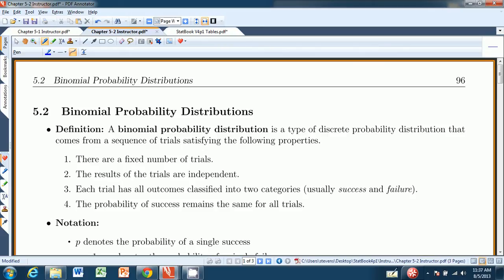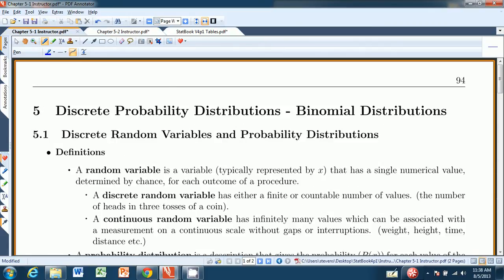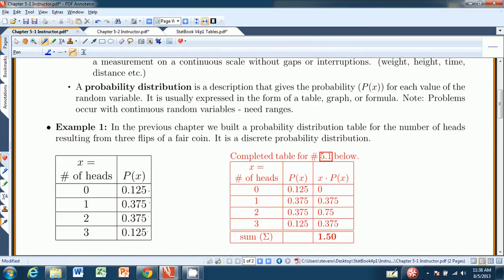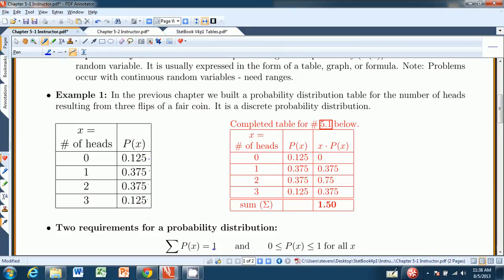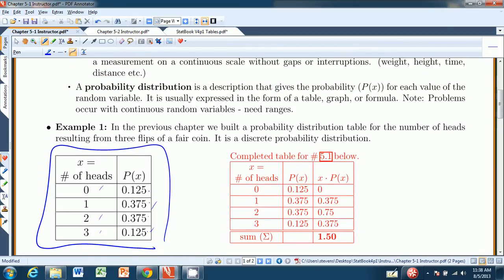In this chapter, we'll be talking about binomial probability distributions, and I'll give you the definition and the properties, but it's worth going back to 5.1 for just 1 second, where we did the very first example. We created a little table, a probability distribution, for the number of heads in 3 tosses of a coin. You can get 0, 1, 2, or 3, and then we gave the probabilities over here. This was considered a general discrete probability distribution, but it's also a very good example of a binomial probability distribution.